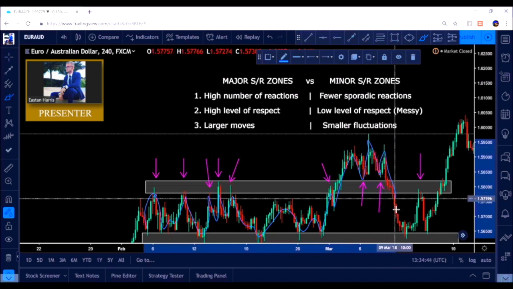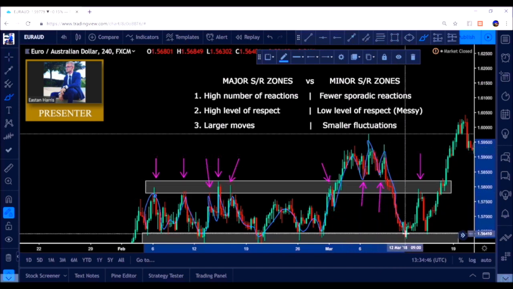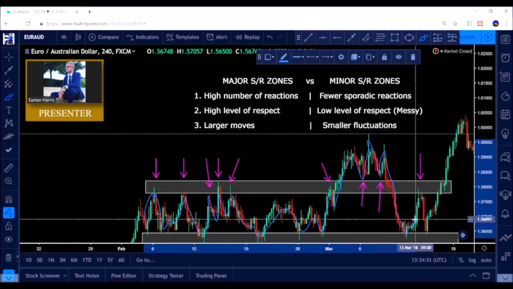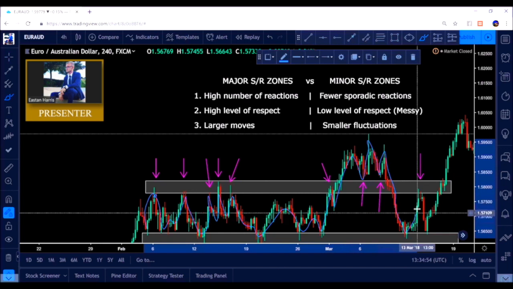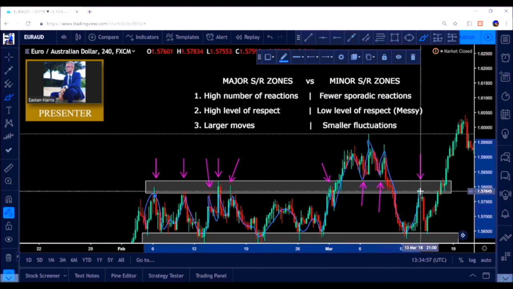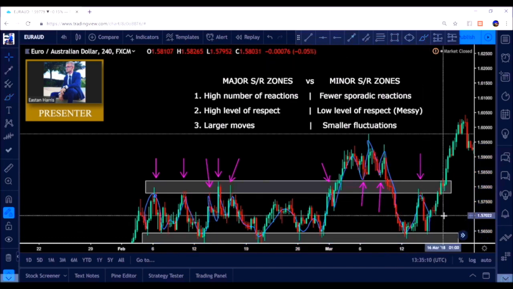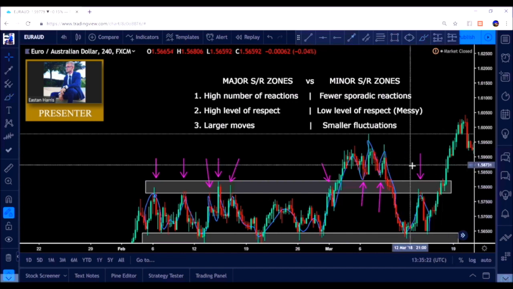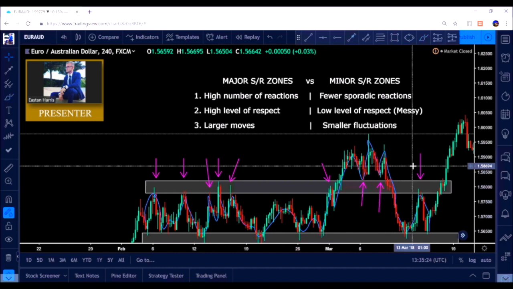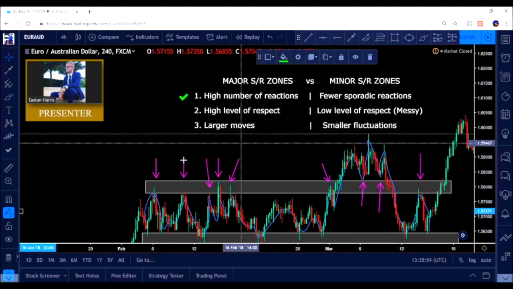Price then breaks through, comes back down to our support. Now it's broken through our level. We're going to come back up. And what's it going to do? It's going to respect it again, back down to support. This level is highly respected by the market. Okay, so we've got a high number of reactions. We've got a high level of respect.